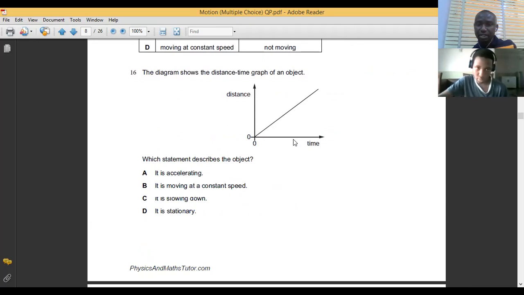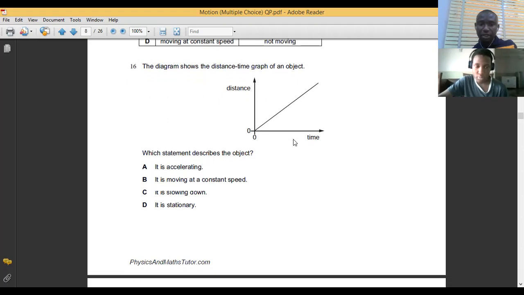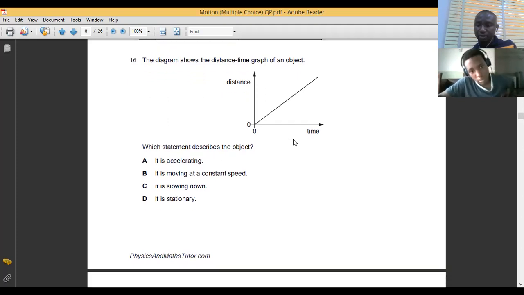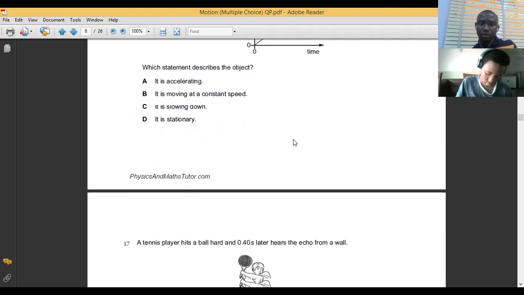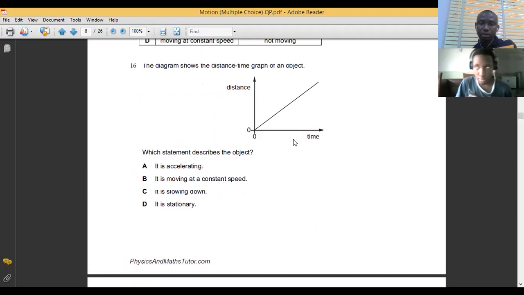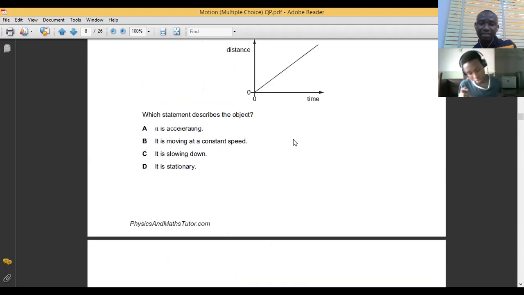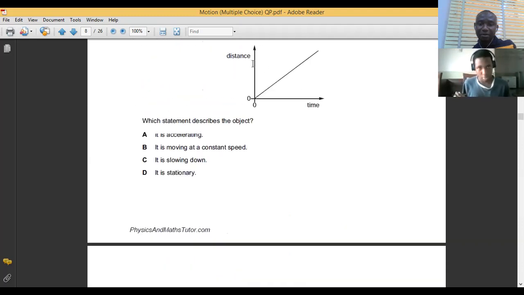16. The graph shows the distance-time graph of an object. Which statement describes the object? It's accelerating. Are you sure? No, it's not. That's wrong. Constant speed. Yeah, constant speed. It can't be accelerating. Remember, this is a distance-time graph, so we are not considering acceleration here, right?